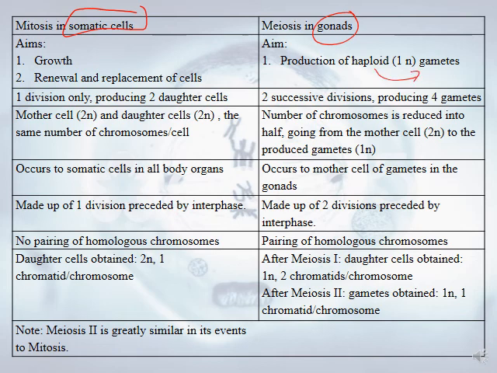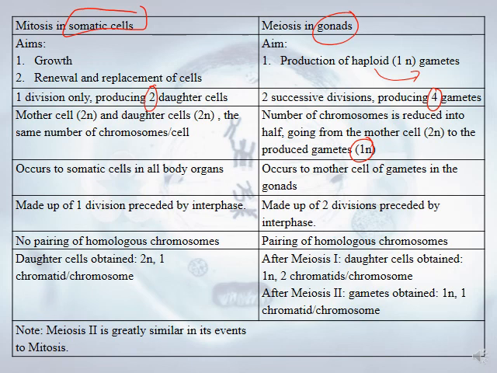One division only, producing 2 daughter cells, in mitosis, while there are 2 successive divisions in meiosis. What is the meaning of this? Meiosis 1 and meiosis 2, producing 4 gametes, 4 daughter cells. Mother cell 2N and daughter cell 2N, the same number of chromosomes per cell, while in meiosis the number of chromosomes is reduced into half, going from the mother cell, which is 2N, to the daughter cells or the produced gametes, which are haploid 1N.